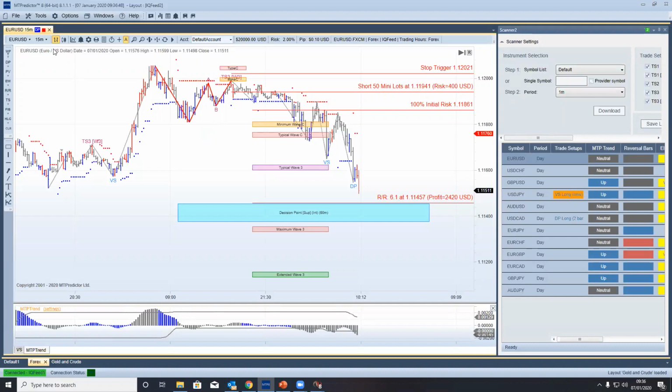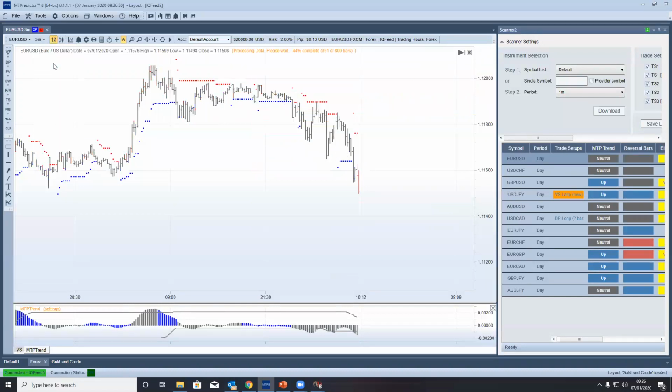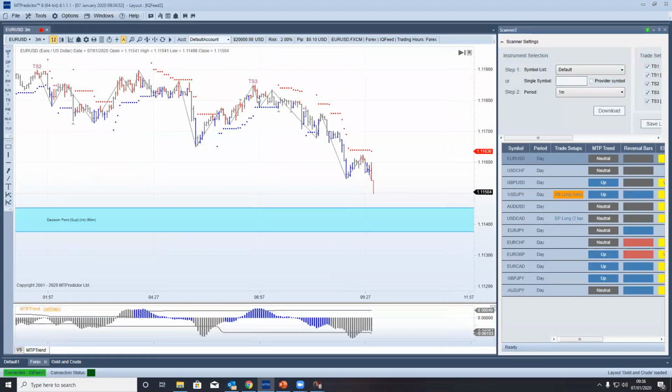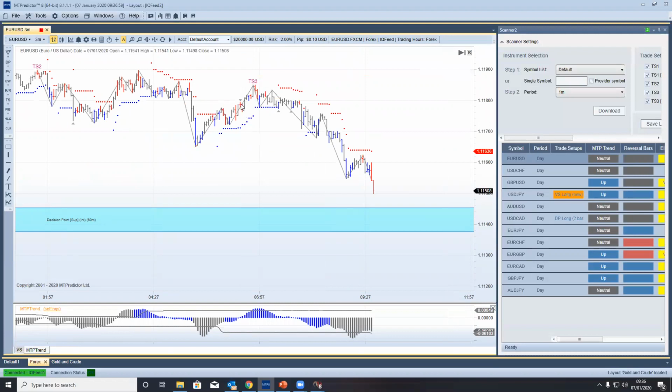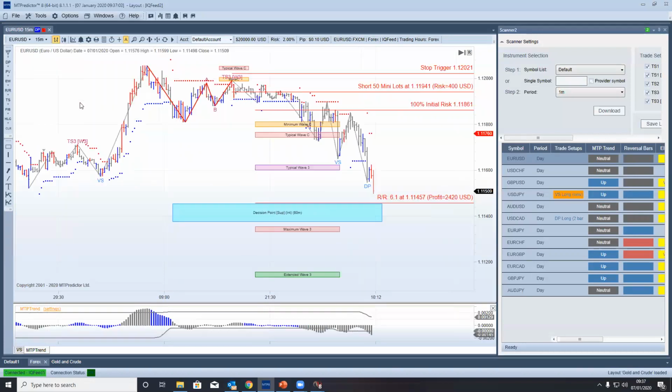But I wouldn't suggest going down to things like 3-minute charts for Forex, because if you do, the spread can chop you to pieces. So it's just a lot harder to trade on very short time frames on Forex. So just have slightly longer time frames.